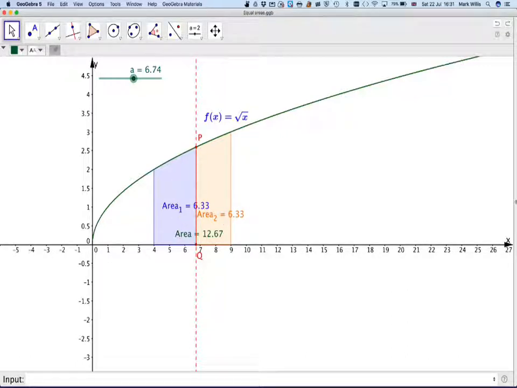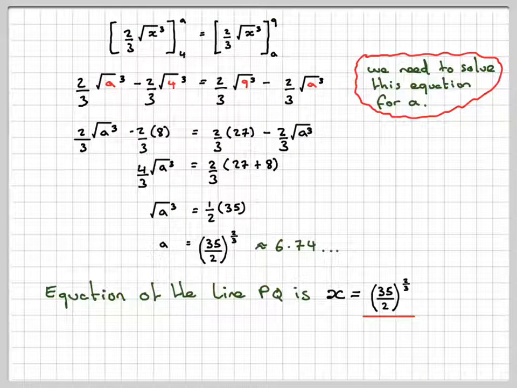This applet I will put in the notes of the video so that you can try it for yourself. This has been a video to show you how to find algebraically the equation of the line that bisects the area under a given function into two equal areas. I hope you've understood, and I thank you very much for watching.